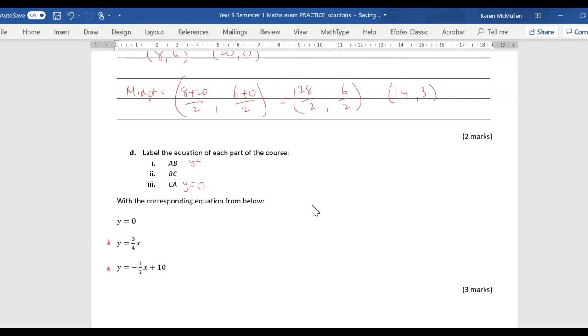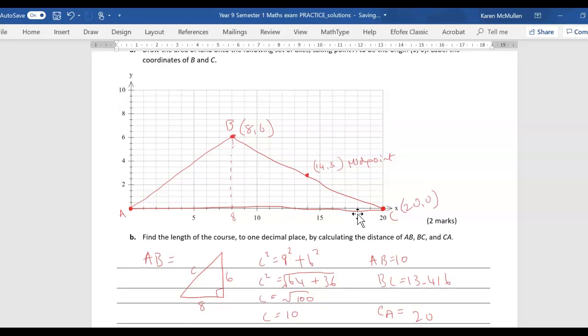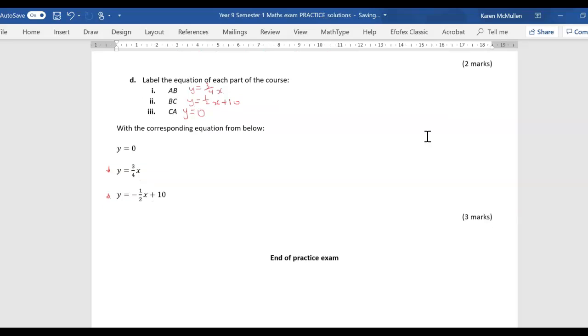So I know that those two features are important in identifying them. So I'm just going to write y equals 3 on 4x, and this one is y equals a half x plus 10. Also with AB and BC is their y-intercept. So I can see here A has a y-intercept of 0. It's 0, 0. And B, if I kept going, I would end up at 10. Okay, so just draw a dotted line there. You can see that it would extend all the way across the y-axis at 10. I think that was the last question.